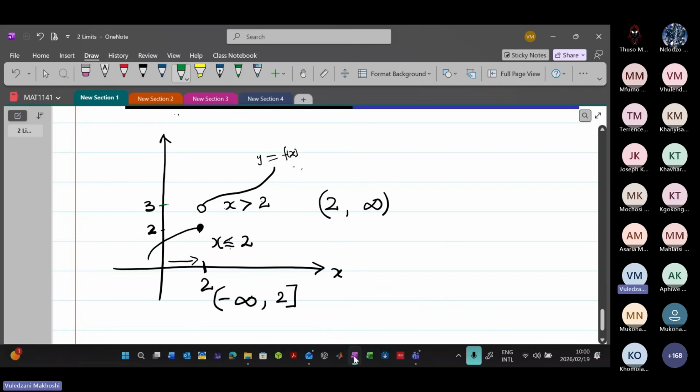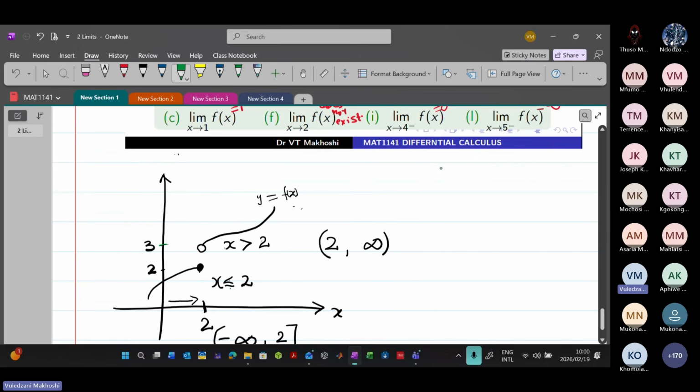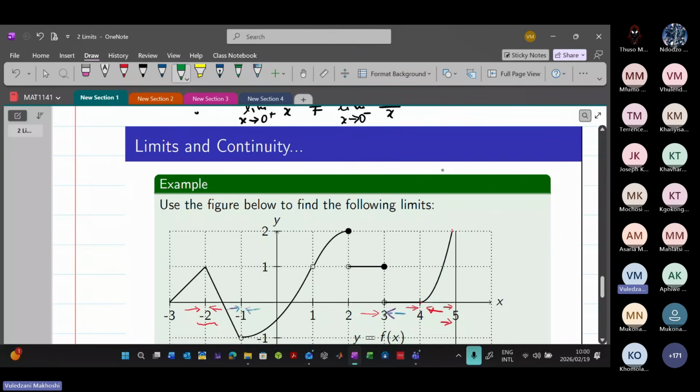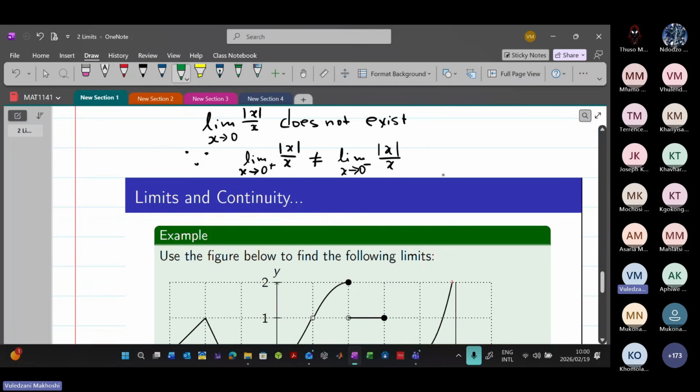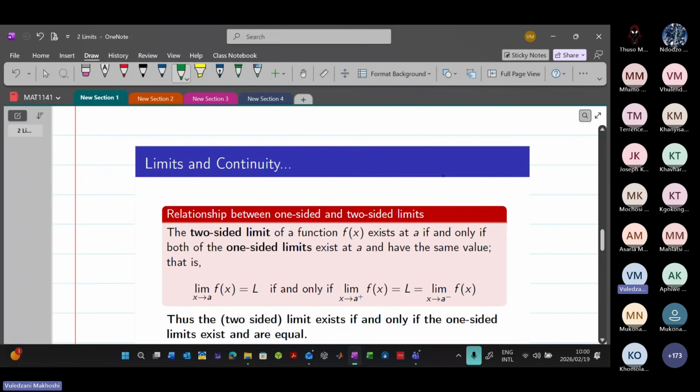Okay. This is what we discussed on Tuesday. We're looking at the limits. We spoke of the one-sided limit and also the two-sided limit.